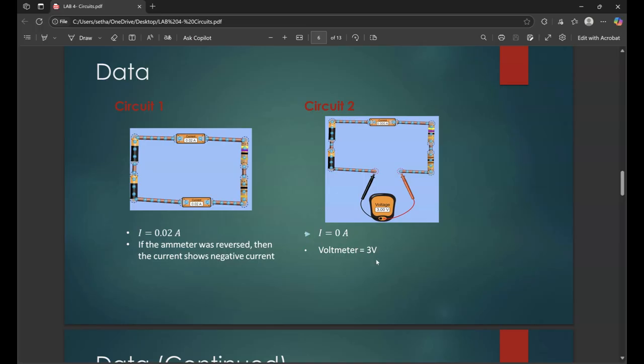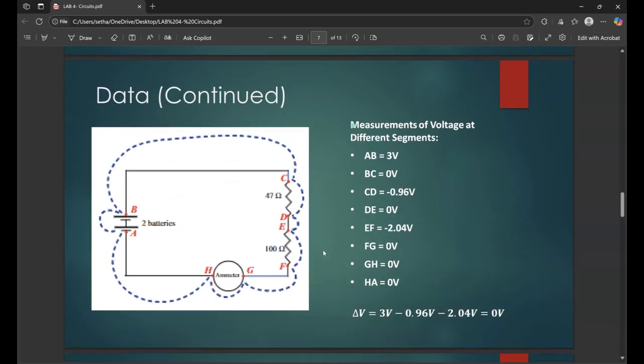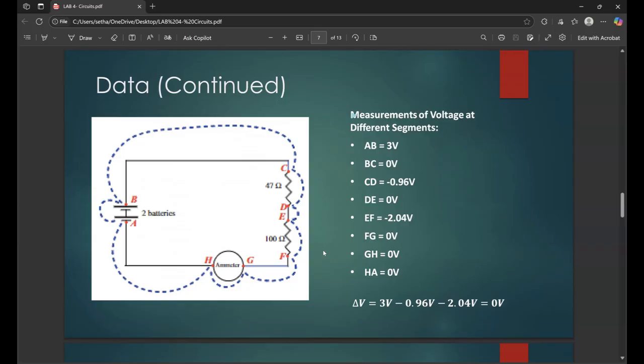So, continued measurements of voltage at the different segments. AB was equal to 3 volts, BC 0, CD is negative 0.96 volts, DE is 0, EF is negative 2.04 volts, FG is 0 volts, GH is 0 volts, and HA is 0 volts. And you can look at what we got down here, where delta V equals 3 V minus 0.96 V minus 2.04 V, so that you do get back to 0 and everything equals out.